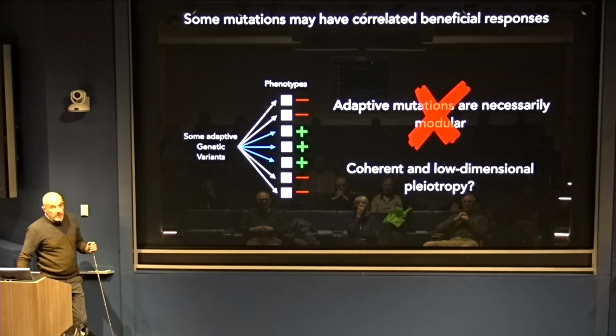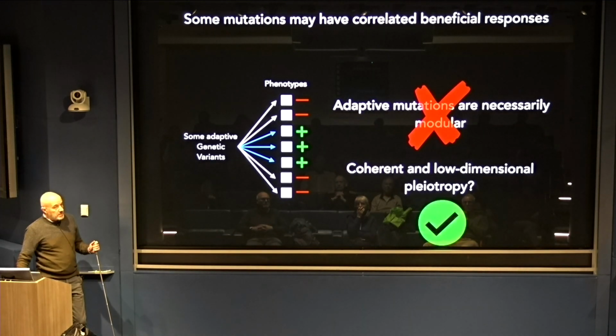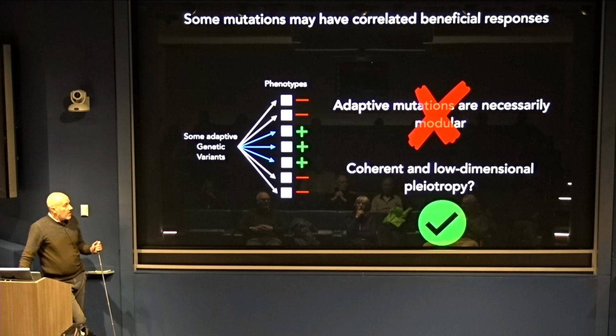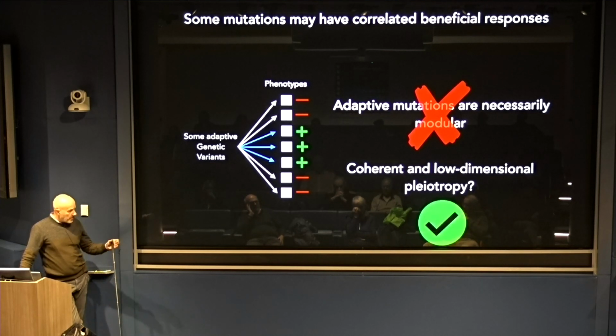I'm coming to the end, just to say that these experiments, I think, are telling us that adaptive mutations don't need to be truly modular, in the sense that they need to affect only one trait at a time, and they cannot affect too many traits. In fact, at least in these cases, we see quite a bit of coherent and low-dimensional pleiotropy, where you can move multiple things at once, but in a sensible direction, such that overall you're adaptive.